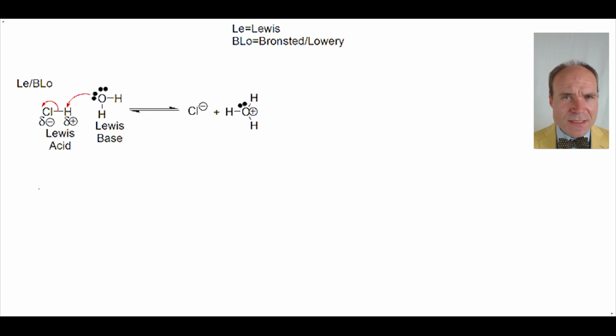But that isn't the only definition that will work in this example. When we think about a Bronsted-Lowry base, that will accept a proton, whilst a Bronsted-Lowry acid will donate a proton. So the first example shows Lewis acid and base, and also Bronsted-Lowry acid and base.